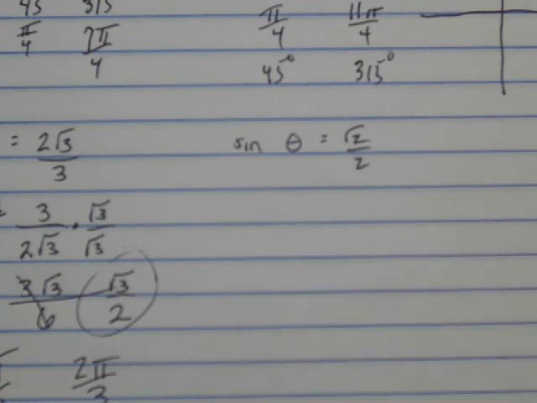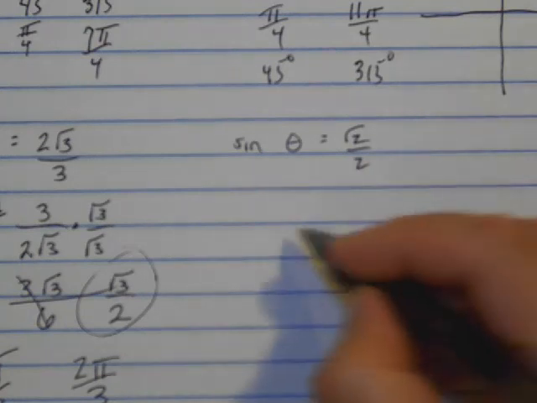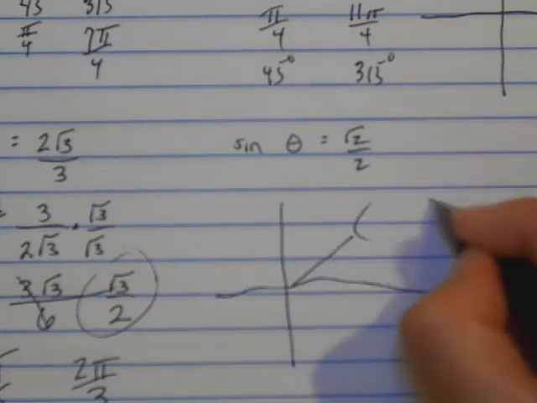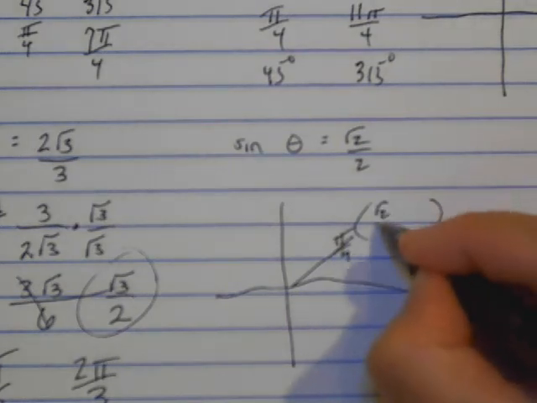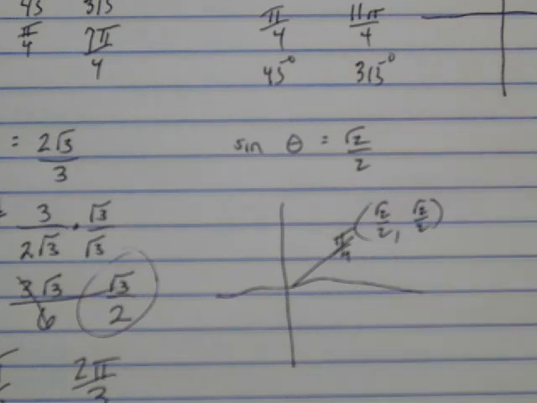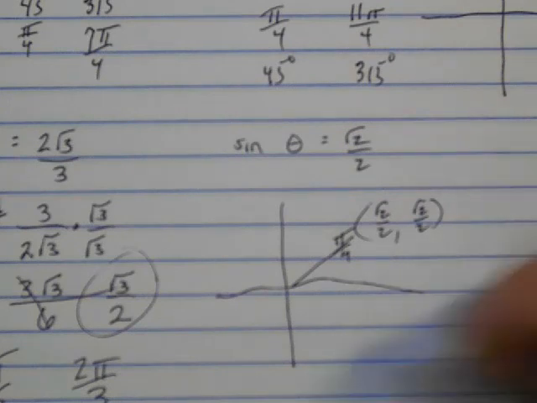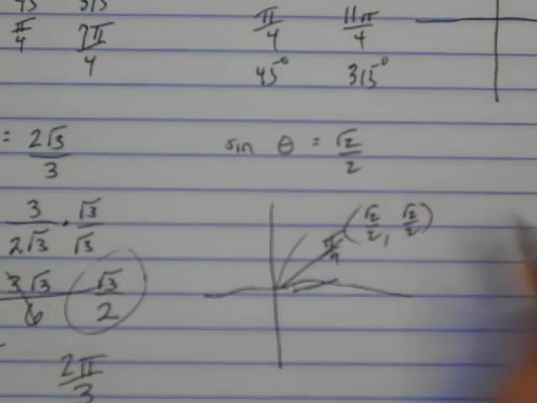Let's think of this last one. I want to find theta when sine is square root of 2 over 2. So you guys are already thinking about your unit circle. The place where sine is the square root of 2 over 2 is right here at pi over 4. And you may have to be looking at your unit circle to do this, but eventually you'll get to a place where you'll have it memorized. So sine is positive square root of 2 over 2 right here at pi over 4, which is 45 degrees.